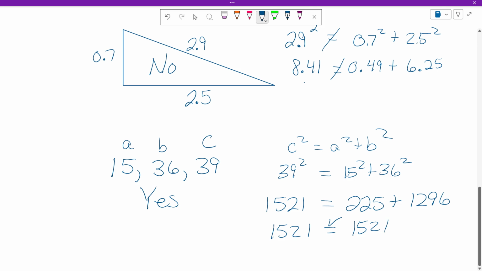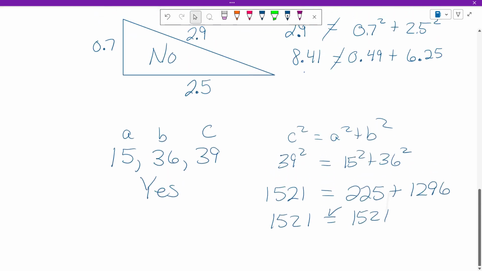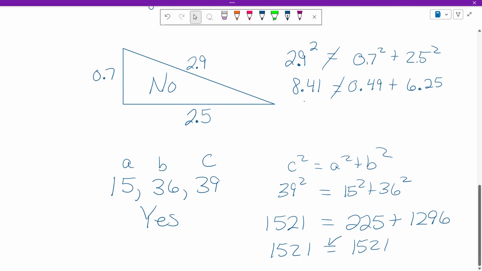Okay? Those are the first 6 questions. Then we have 6 more questions. So, the first 6 are just yes or no. Is it a right triangle? Is it not a right triangle? You plug the numbers into the Pythagorean theorem to see.